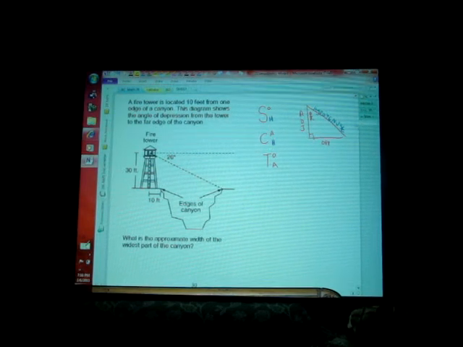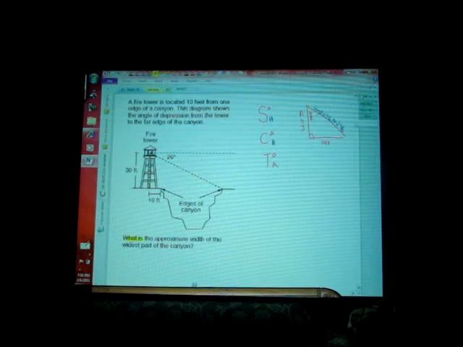Okay, so that being said, I want you to notice the right triangle here. It says, what is the approximate width of the widest part of the canyon? The canyon is right here. But the triangle that you're talking about has a vertical side, this line right here. So that's only part of the triangle, the distance across.